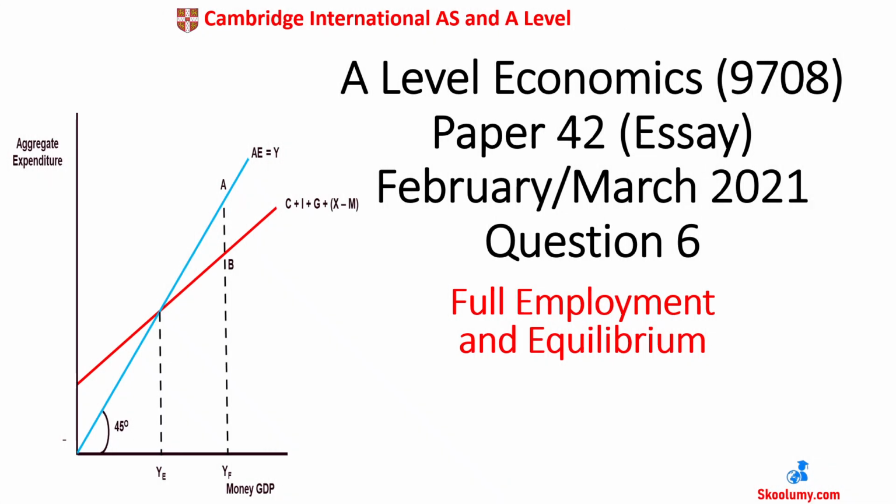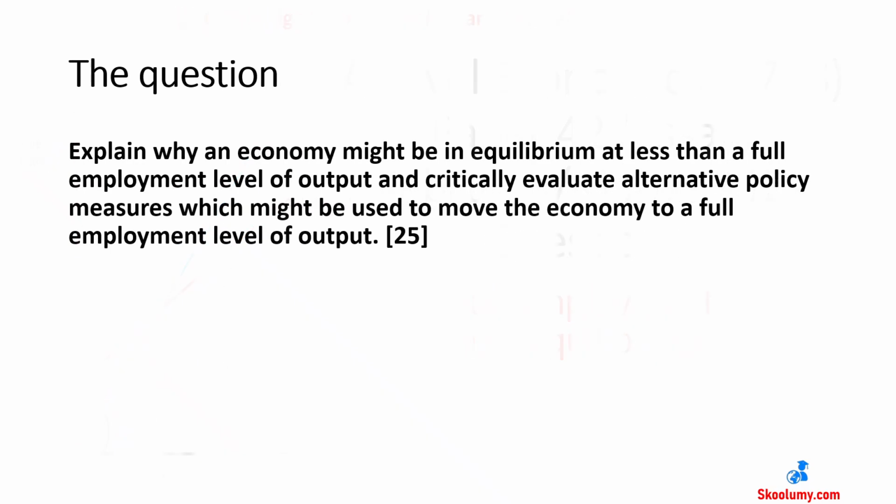This is an exemplar answer to question 6, Cambridge International A Level Economics, paper 4-2, February-March 2021, essay question on full employment and equilibrium. The question is: explain why an economy might be in equilibrium at less than a full employment level of output, and critically evaluate alternative policy measures which might be used to move the economy to a full employment level of output. 25 marks.